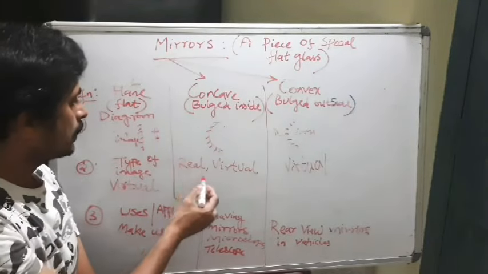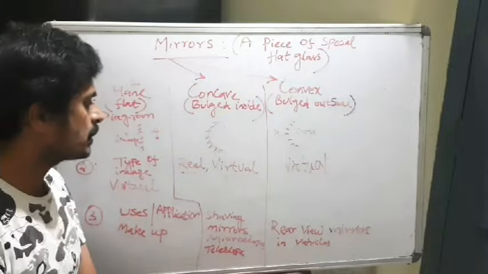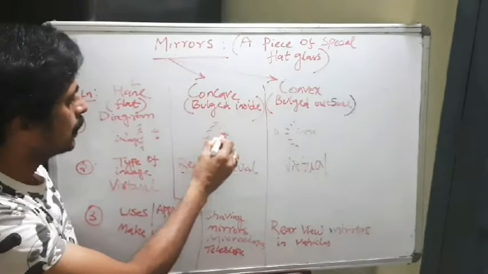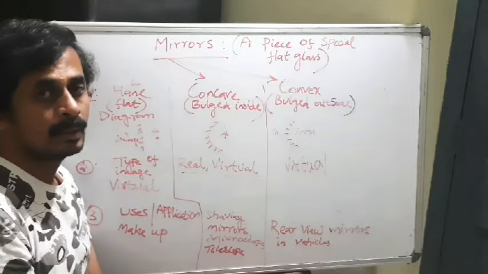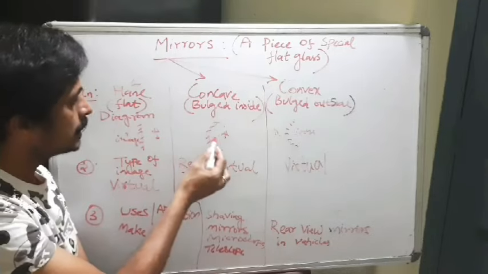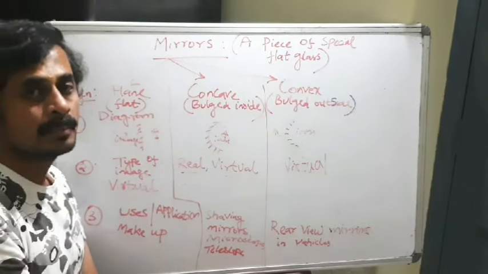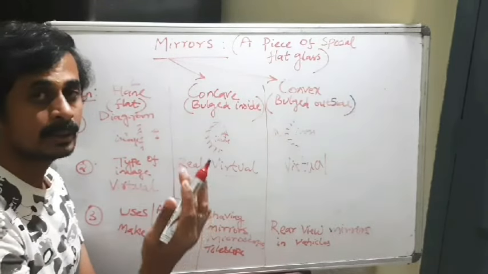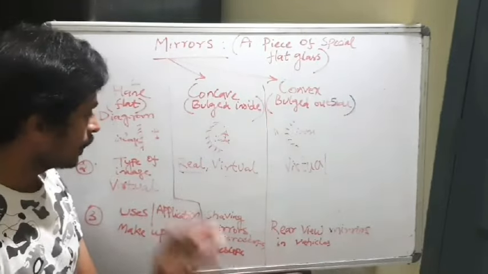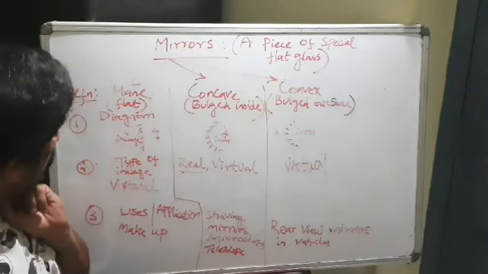And in the case of concave, it can produce virtual or real images. So let us try to understand what we mean by real image. For example, if an object is placed in front of the concave mirror, its image is going to form in front of the mirror. This image production in front of the mirror is called real images.